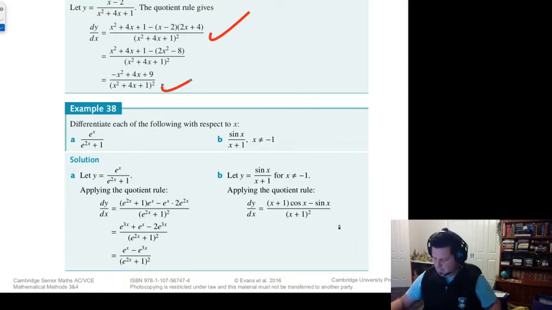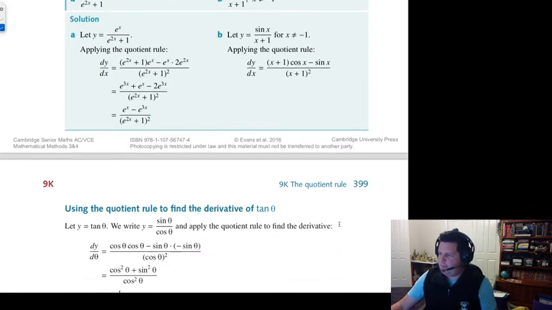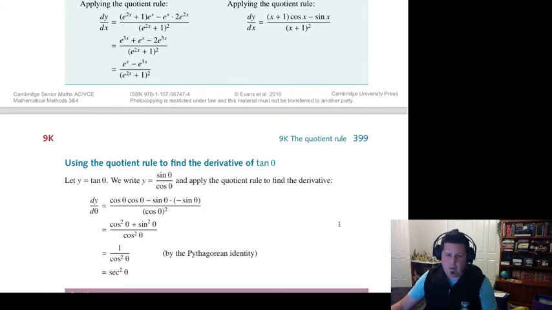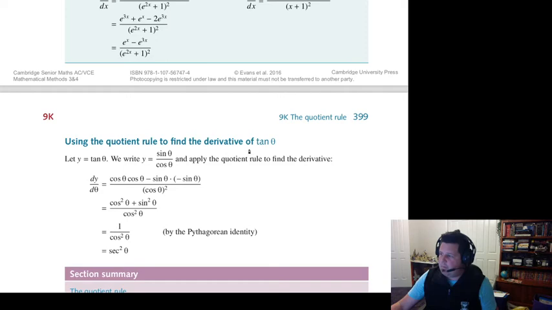What I would definitely be doing, before I write in my summary note, is a little fun fact here, how you can use the quotient rule to find the derivative of tan theta. Just a little bit of a side note.